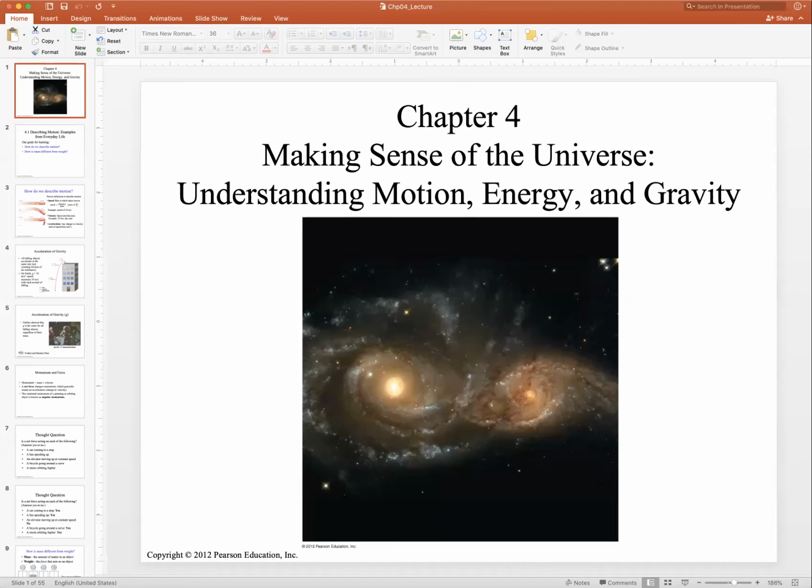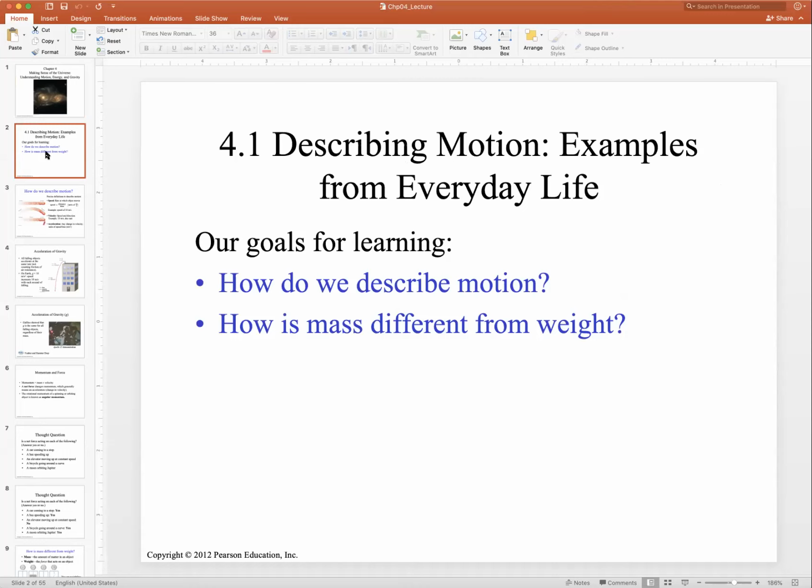Chapter 4, Making Sense of the Universe: Understanding Motion, Energy, and Gravity. So we wanted to know, how do we really describe an object's motion, and how is mass different from weight? Let's take a look.